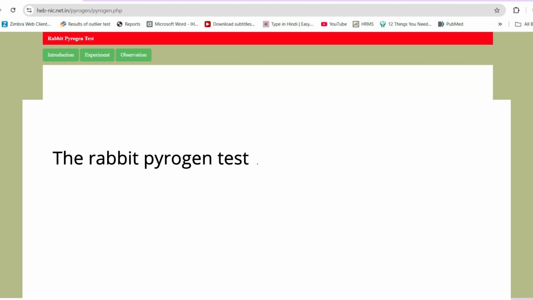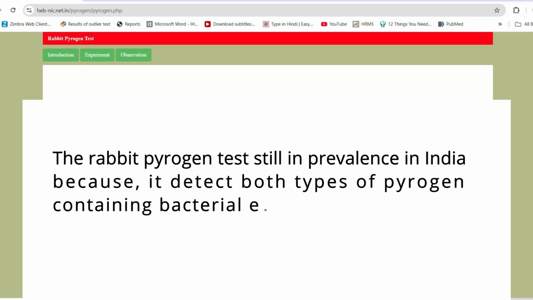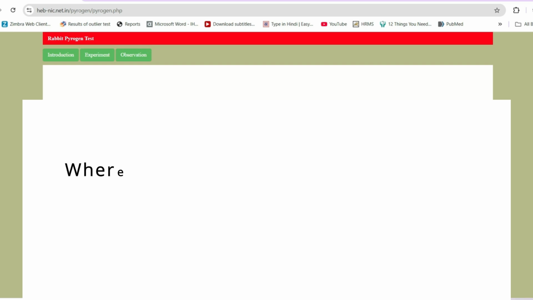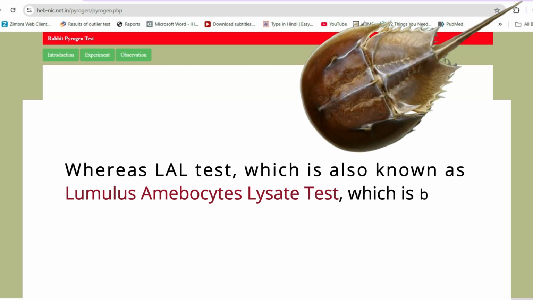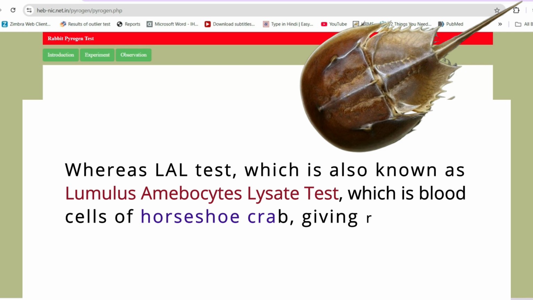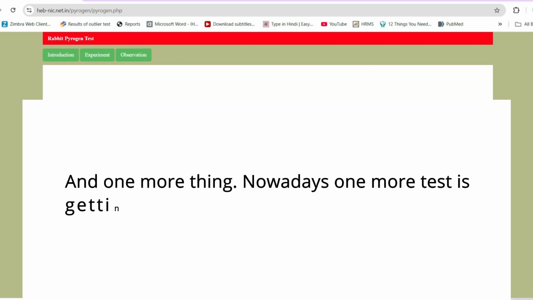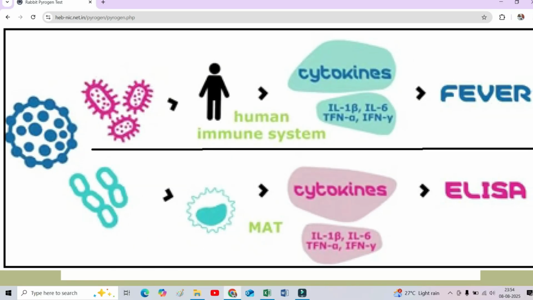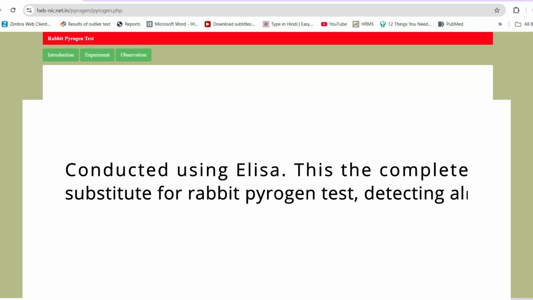The rabbit pyrogen test is still in prevalence in India and other parts of the world because it detects both types of pyrogen, those containing bacterial endotoxin and those without endotoxin, like materials such as bacterial excreta, whereas the LAL test, also known as the Limulus Amebocyte Lysate test, which uses blood cells of the horseshoe crab, gives results for bacterial endotoxins only. And one more thing, nowadays another test is getting recognition, known as the MAT, Monocyte Activation Test, conducted using ELISA. It detects the immune response like human cytokines do. This is a complete substitute for the rabbit pyrogen test, detecting all types of pyrogens in parenterals.